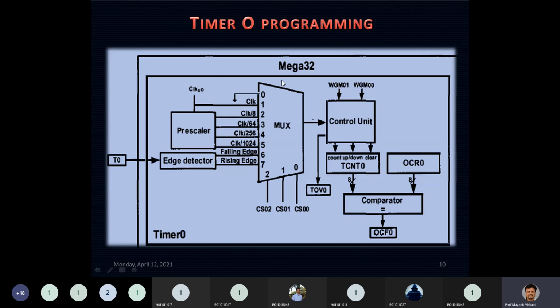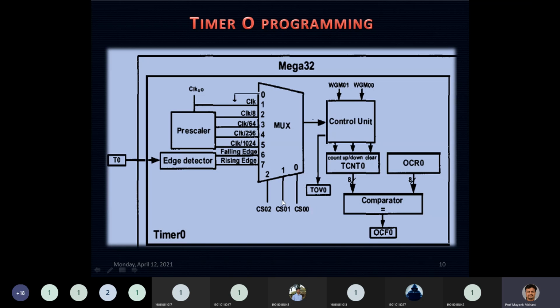Now over here you have a multiplexer that gives you the feasibility of selecting any one source for your timer: rising edge, falling edge, direct clock, or your prescaled clock. You can see that the 0 line of your multiplexer is connected to ground, meaning if you select 0, your timer will stop. So to stop the timer, you provide this select line as 0, 0 and 0.